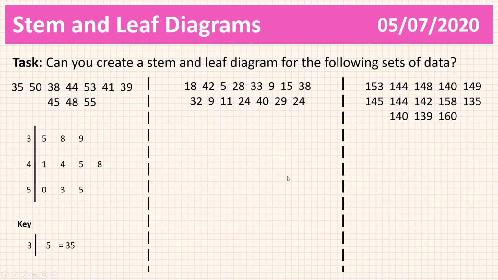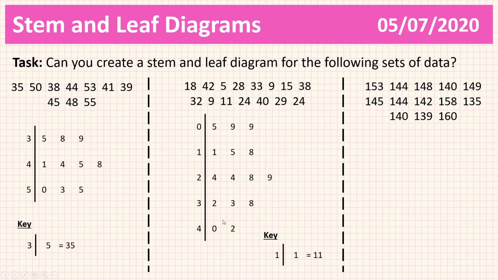Okay, so here's the second one. The second one's quite interesting because we have some single digit numbers. We've got 5 and 9. So we just put a 0 there. 0, 5: 0 in the tens column, 5 in the units column. So 0, 5, 0, 9, like that. So there's the second one. We've got our key to say that 1 next to a 1 is 11.